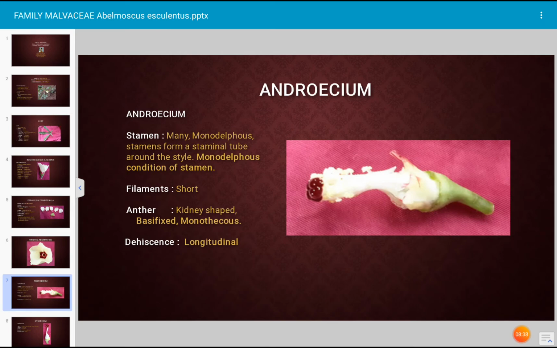Anther lobes are kidney shaped. The anther lobe is attached to the filament by the dorsal region, by the basal region. So it is basifixed, and the anther is monothecous. Dehiscence of anther: when the pollen grains are well developed inside the anther lobe, naturally the anther lobe splits open longitudinally. Hence the dehiscence is longitudinal.